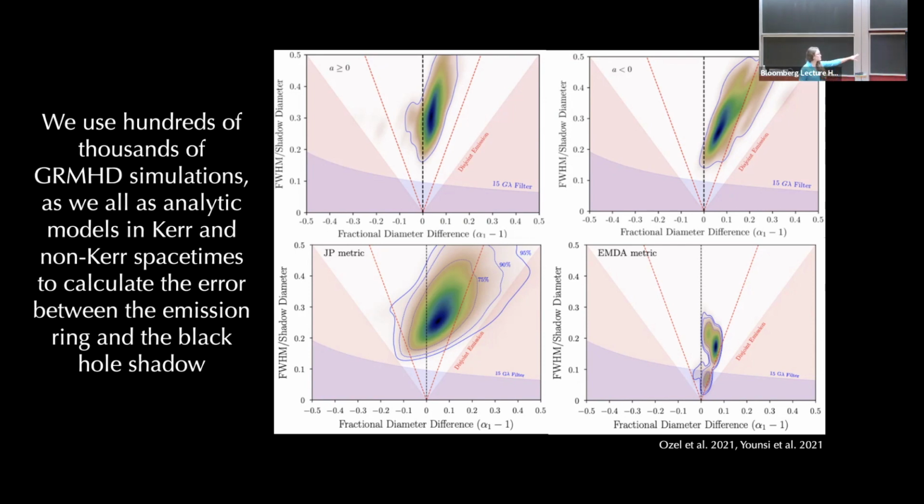The top 2 panels are for GRMHD simulations. One of them is prograde rotation, one of them is retrograde rotation, and the bottom 2 are for non-Kerr metrics. The one on the left is for a parametrized metric. So the idea here is that you deviate from Kerr parametrically. You have a bunch of free parameters you can vary. And the other one is an EMDA metric.